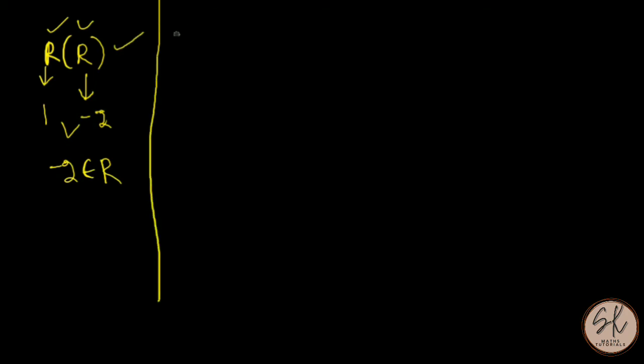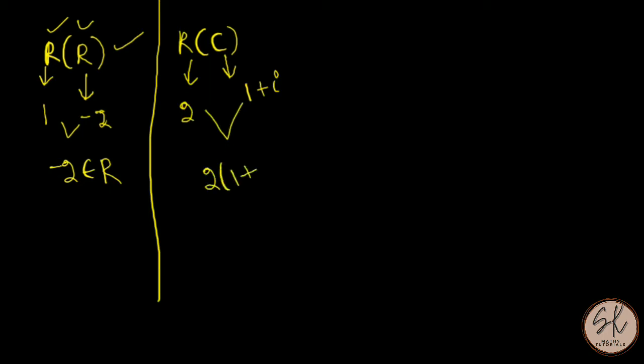Now next, let us check for R over C. For R over C, if we take any element from C, say 1 plus i, and from here we take one element, say 2, then the product of these two will be 2 into (1 plus i). Now we can see that this does not belong to R. So therefore R over C is not a vector space.